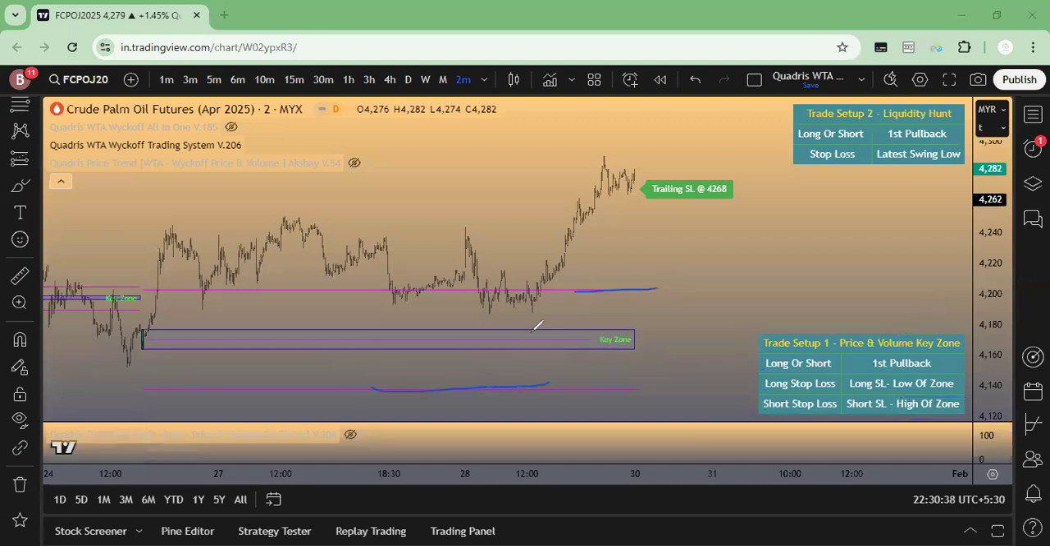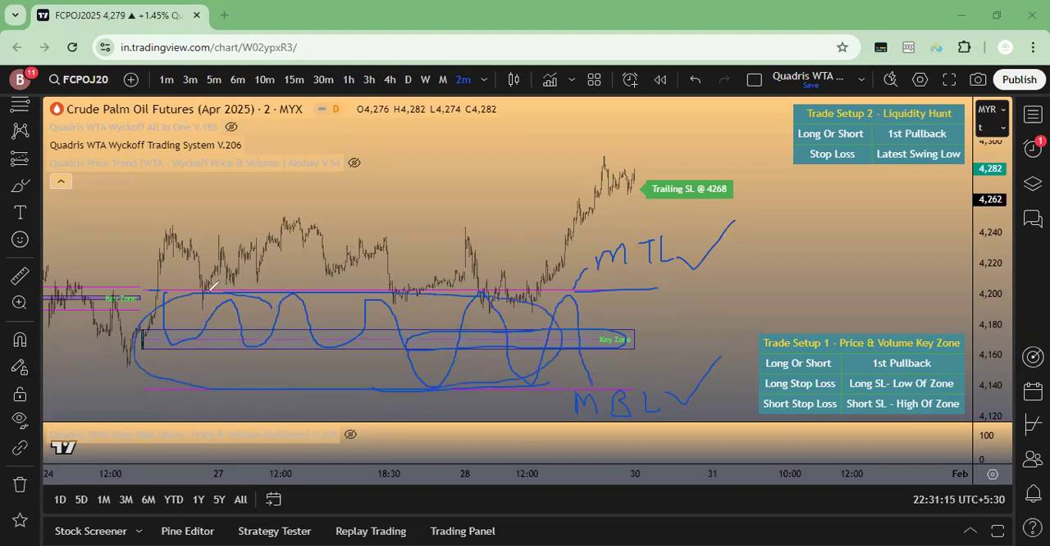Whenever we get a price key zone formed, it automatically plots market levels towards its upper side and downward side. That means market top levels and market bottom levels for this particular price action. So if price is revolving within this region, between your market top and market bottom lines, it is in consolidation. The direction is not clear.